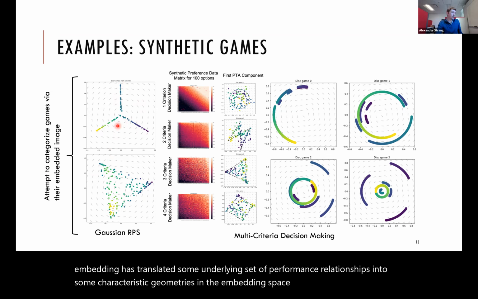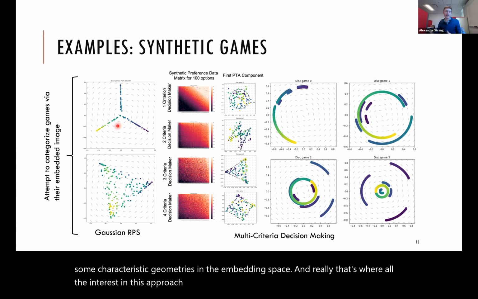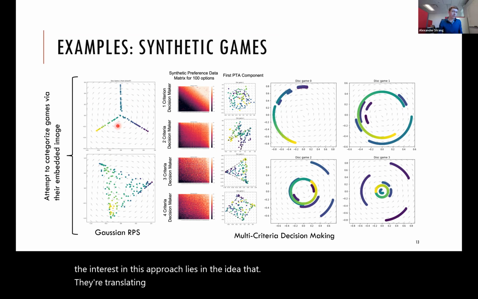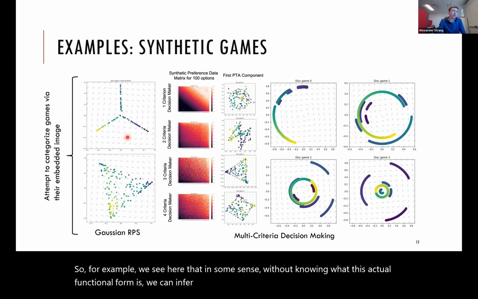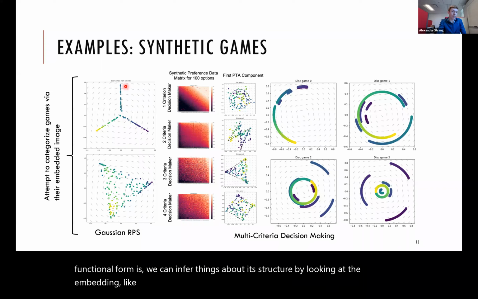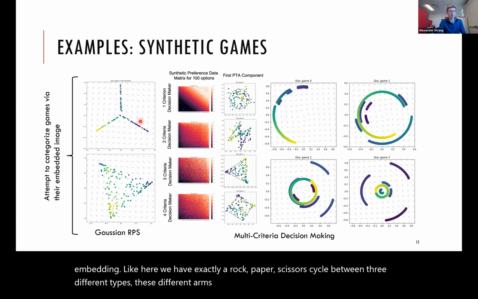Right? And really, that's where all the interest in this approach lies, in the idea that we are translating structure of a function into geometry in a latent space. Right? So, for example, we see here that without knowing what this actual functional form is, we can infer things about its structure by looking at the embedding. Like here, we have exactly a rock, paper, scissors cycle between 3 different types, these different arms.